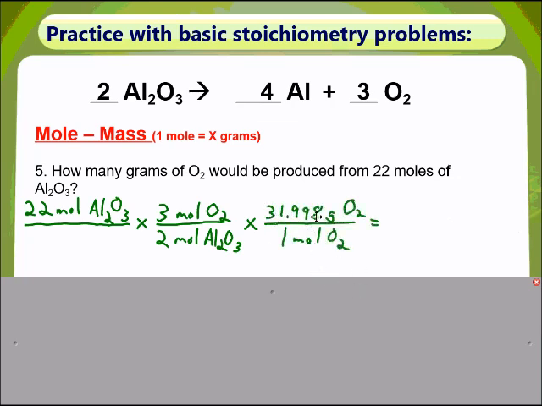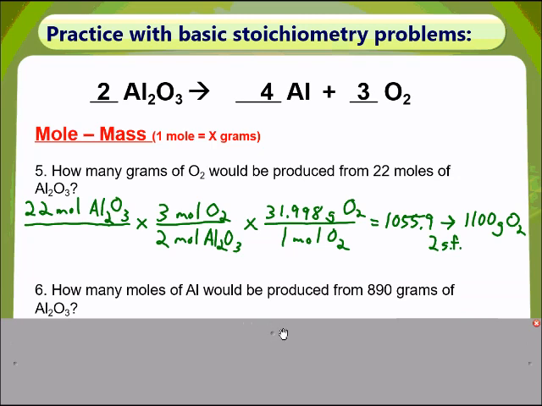So I looked up on my periodic table. Oxygen, there's 2 of them, so 15.999 times 2 gives me 31.998. Multiply across the top, divide what's on the bottom. Our answer will be 1055.9. We had 2 sig figs when we started, so we round to 2 sig figs. So our final answer will be 1100 grams of oxygen.